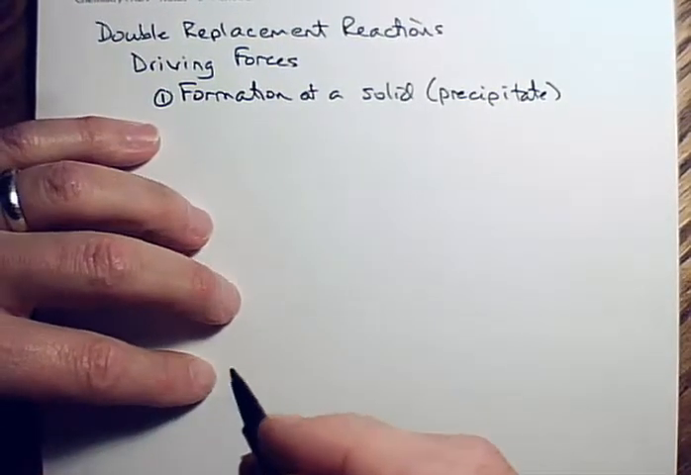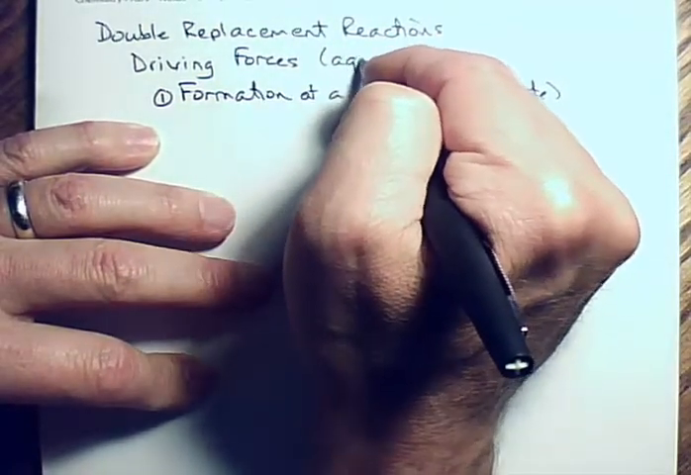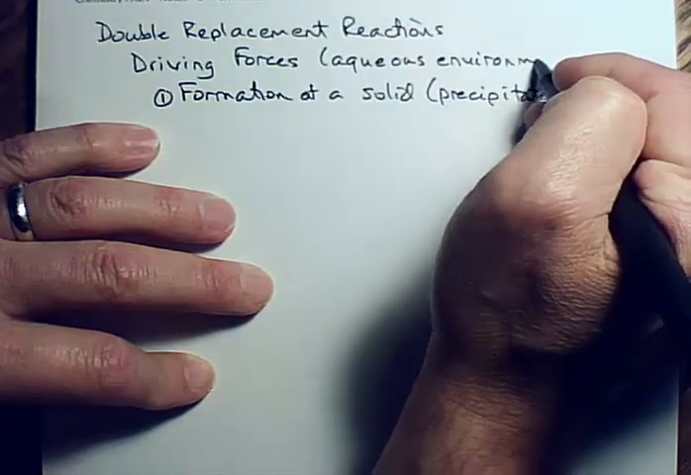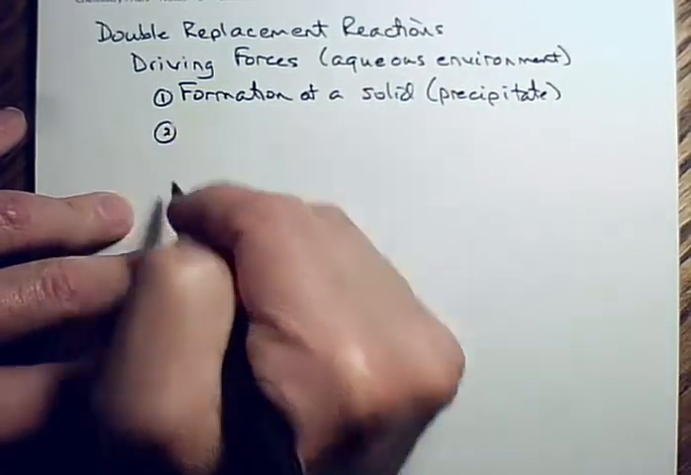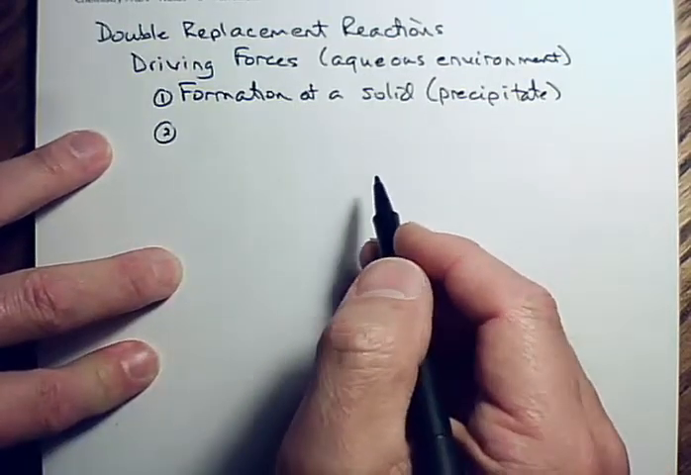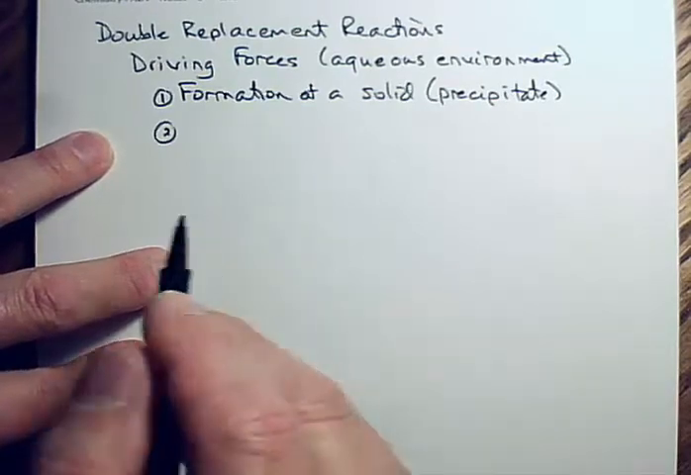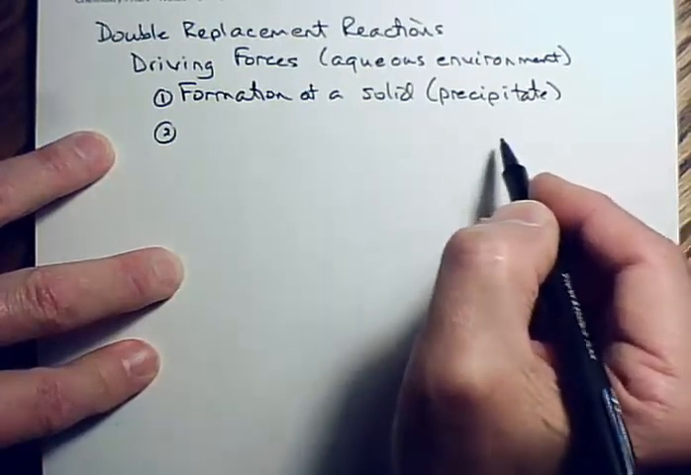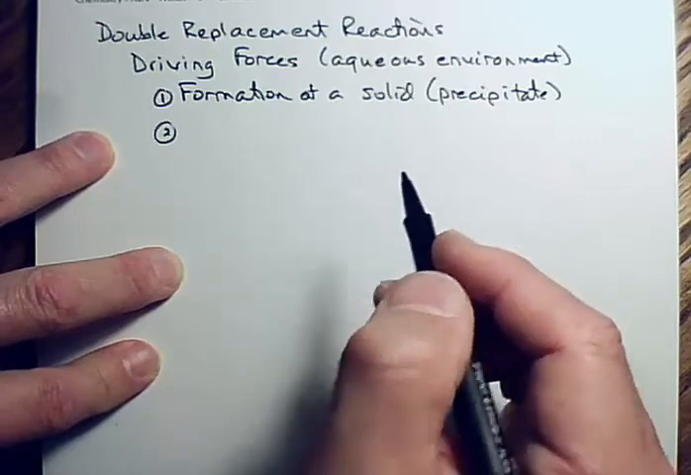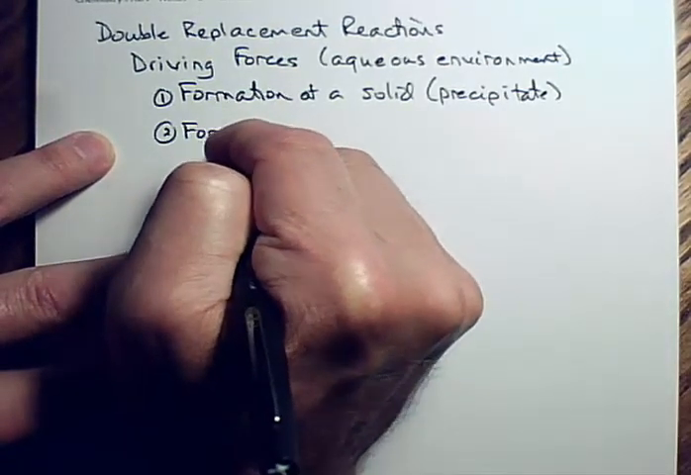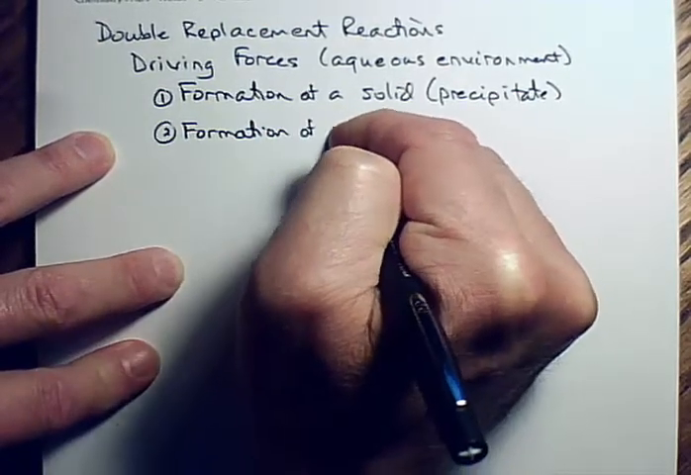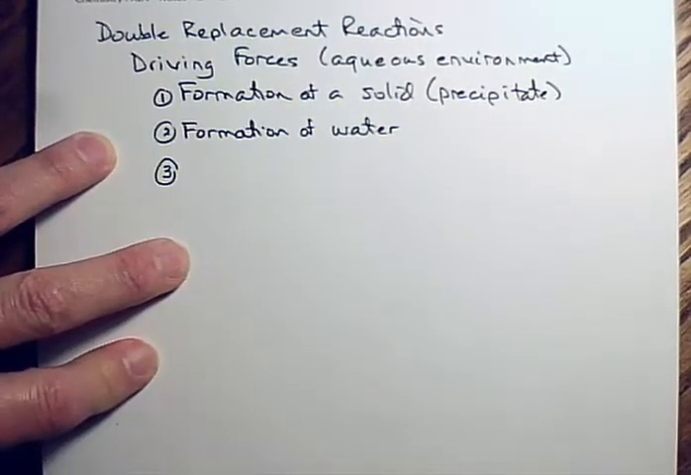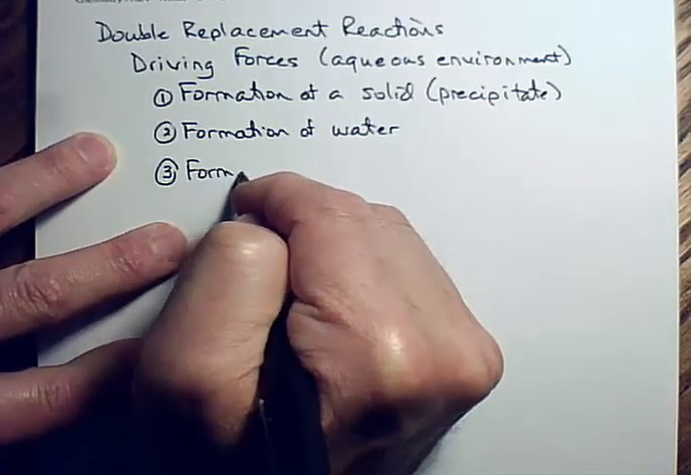Now, these driving forces apply to those reactions that are taking place in an aqueous environment where water is present. Okay? Number 2, if you have a double replacement reaction in an aqueous environment and one of the products made is water, it doesn't mean that water is just around, but there's a product, a chemical formula on the right-hand side of water, then that means we're forming water in the reaction, and that's a driving force. The third driving force is the formation of a gas.